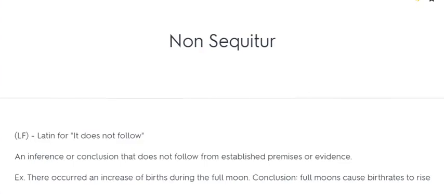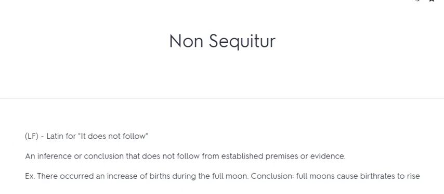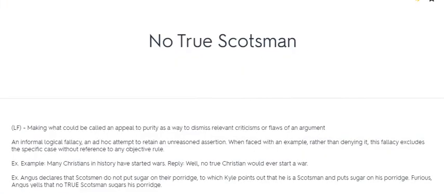Non sequitur. Latin for "it does not follow." An inference or conclusion that does not follow from established premises or evidence. Example: There occurred an increase of births during the full moon. Conclusion: Full moons cause birth rates to rise. No true Scotsman.